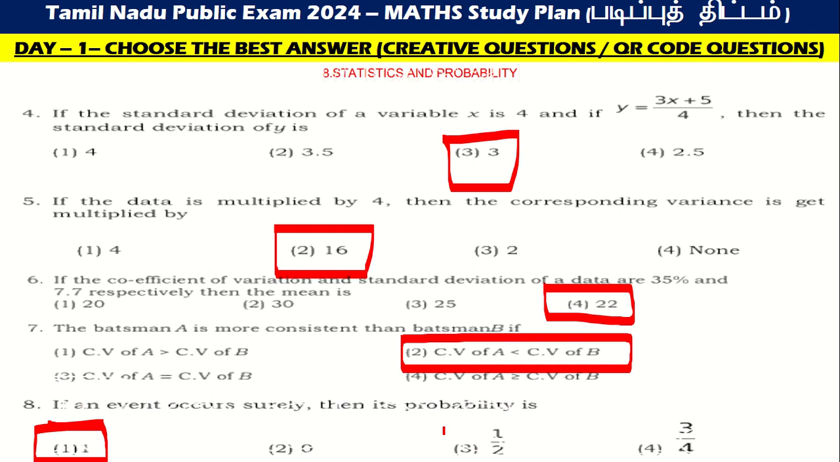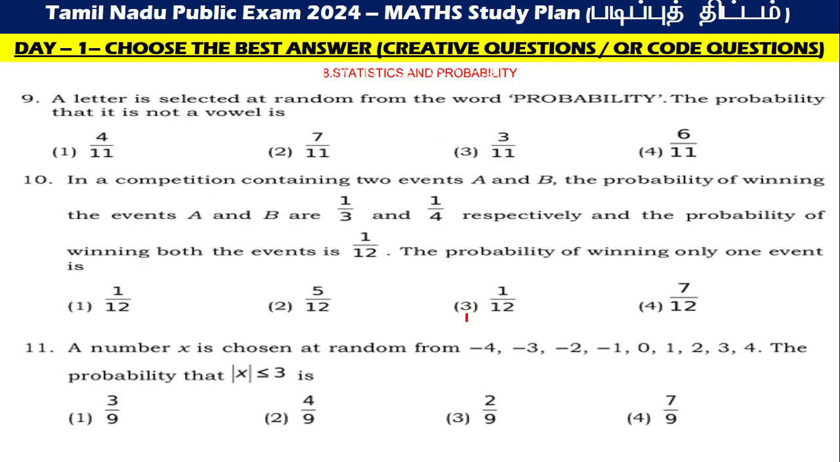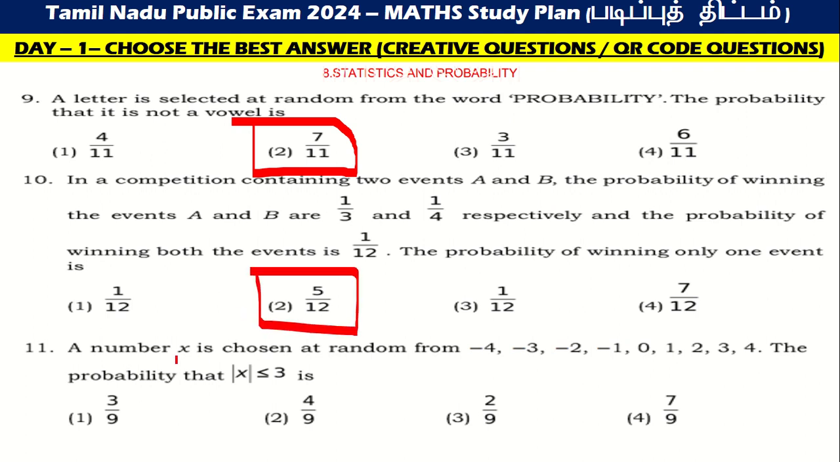Surely, that is surely means the probability is 1. A letter is selected at random, the probability that it is not a vowel. It is 7 by 11. In a competition containing two events A and B, the probability of winning, that means your answer is 5 by 12. Then a number X is chosen at random from so and so, then the probability is that the value is 7 by 9.